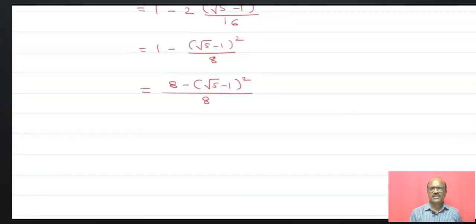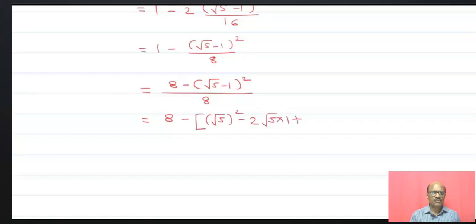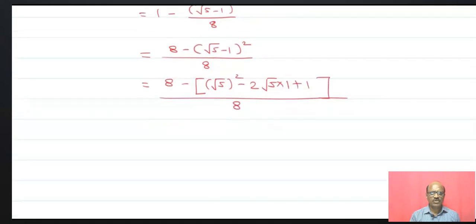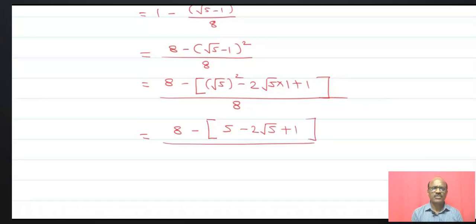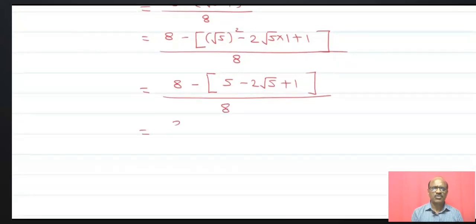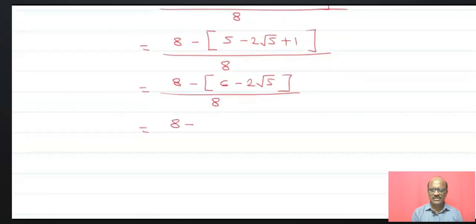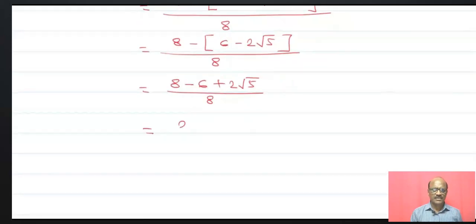Now simplify this. (√5 − 1)² over 8 is 8 minus (√5)² minus 2 times √5 into 1 plus 1, upon 8. That is equal to 5 minus 2√5 plus 1 upon 8. Now simplify this: that is 8 plus 6 minus 2√5 upon 8, which equals 8 minus 6 plus √5 upon 8, that is 2 plus 2√5 upon 8.